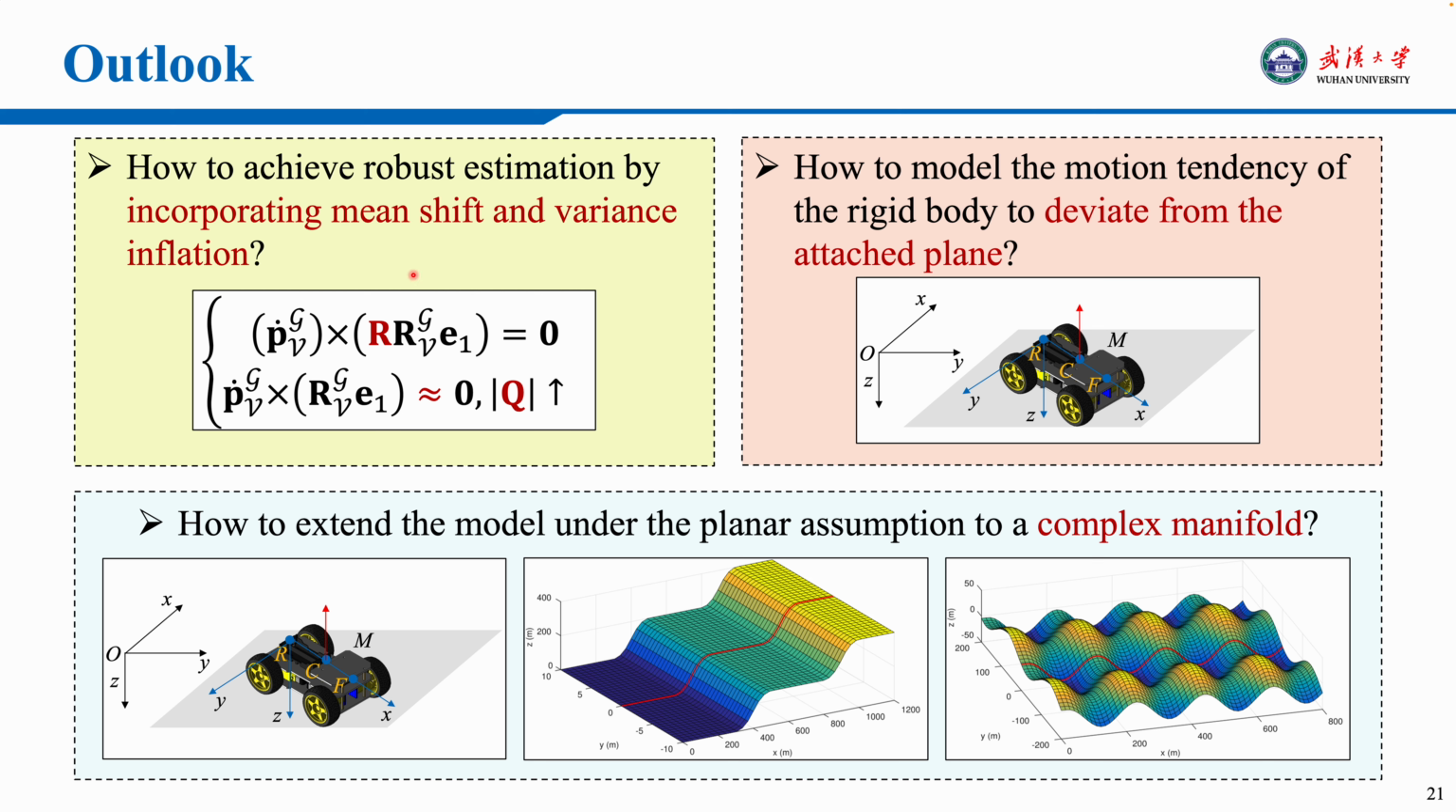Looking ahead, we have a few open questions. Can we combine mean shift and variance inflation for even more robust estimation? Can we better model the tendency of the vehicle to leave the plane? And if the plane becomes a more complex manifold, how can we generalize this approach?